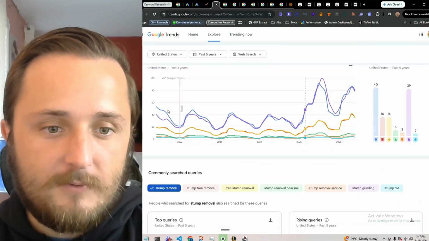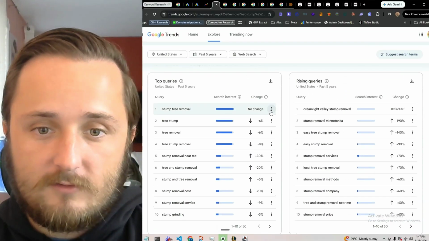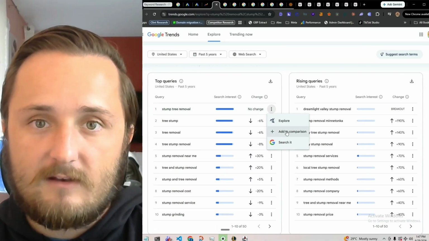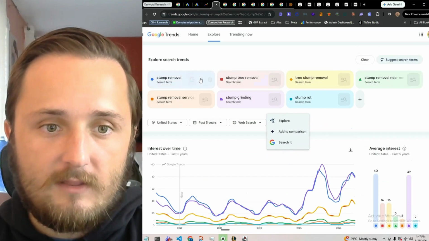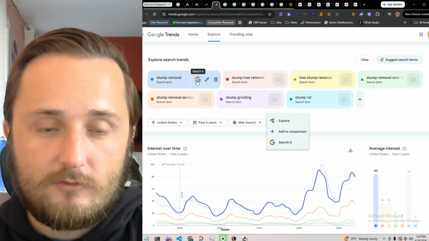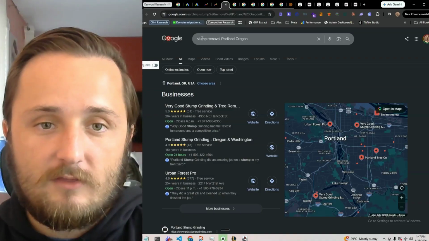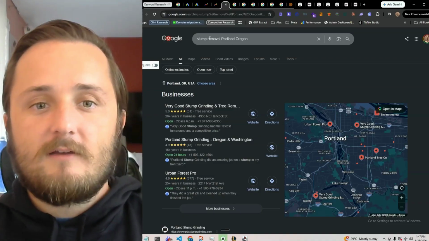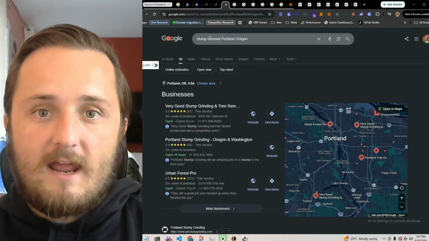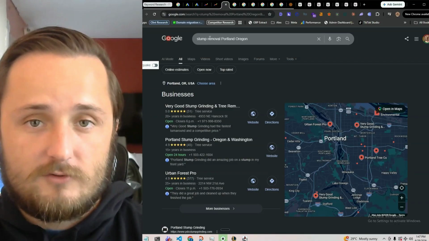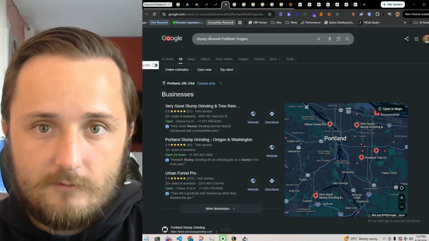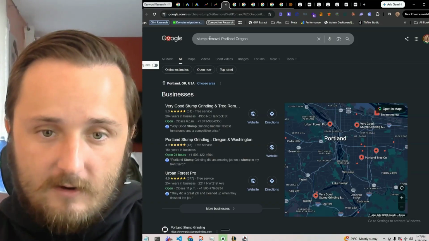Now, how I got these up here is when you go down here, you can click these three little dots and you can click add to comparison. Next, what I like to do is hit this little search button right here and it will search that keyword. Because I'm not in Portland, Oregon, I have to add Portland, Oregon to the search term so that Google knows, hey, he's looking for results there.